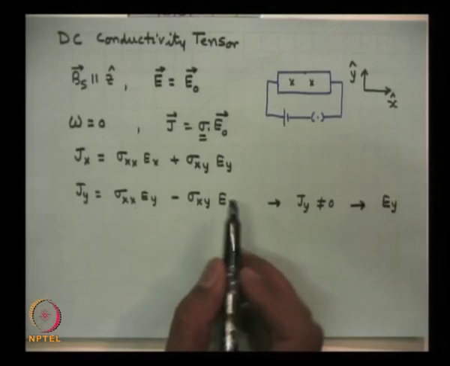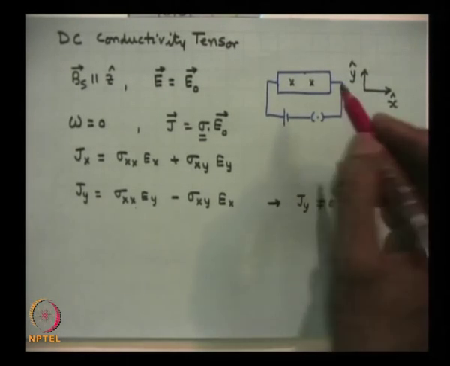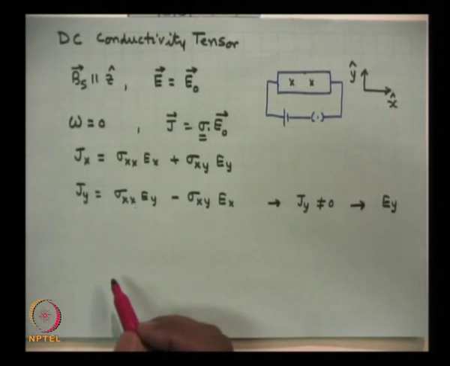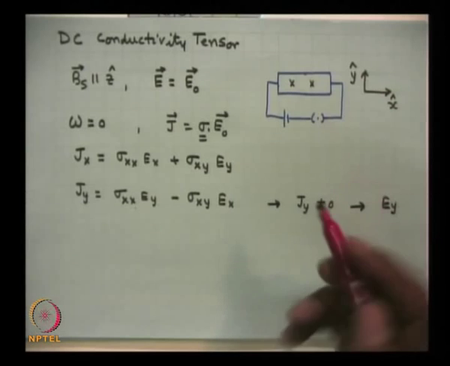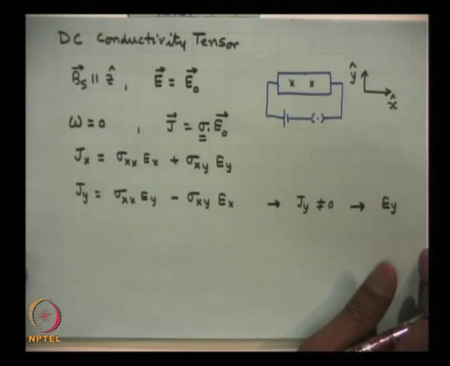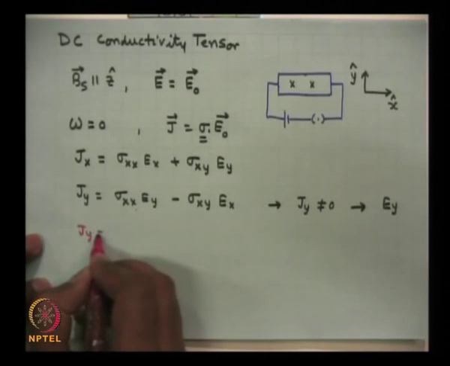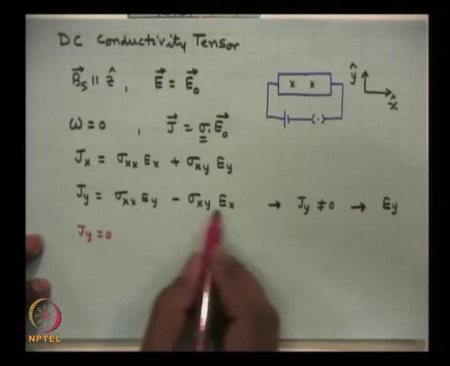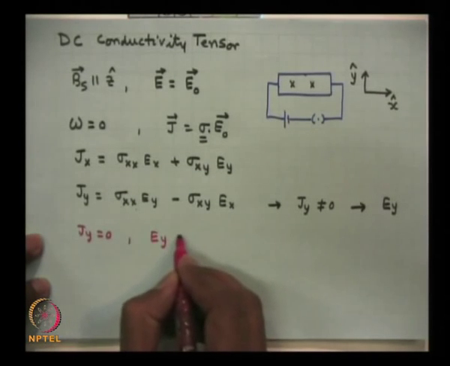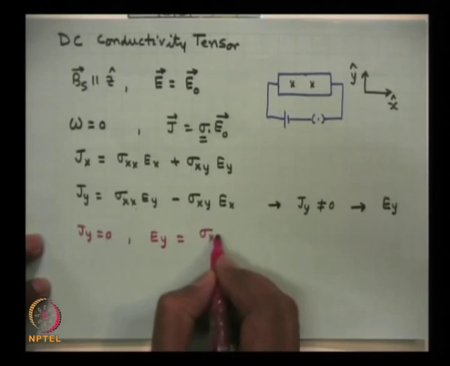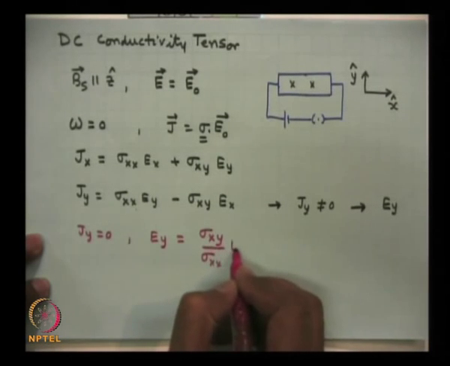And a steady state will arise when the current stops in the y direction, because if electrons do not move out and the charges build up over there, then the net current will vanish eventually. So, if I put Jy equal to 0, I get an Ey produced in the steady state of the value sigma xy upon sigma xx times Ex.